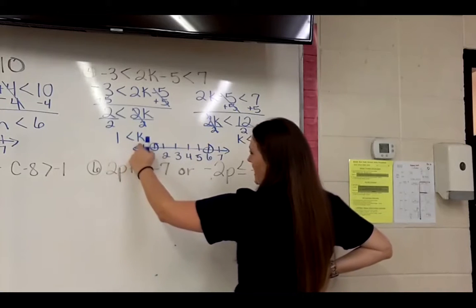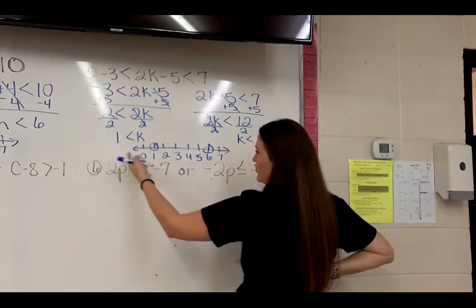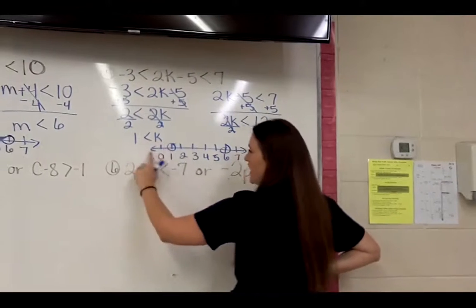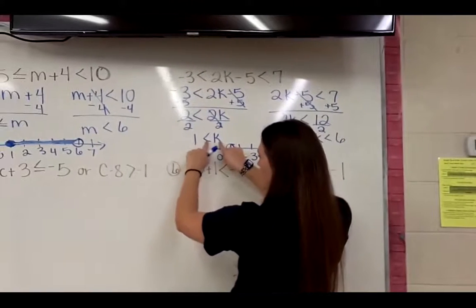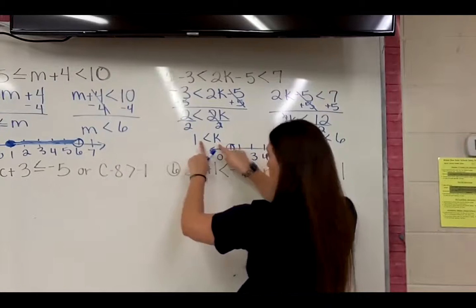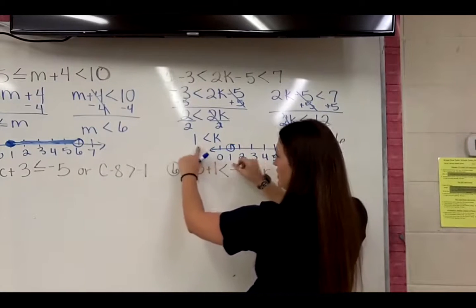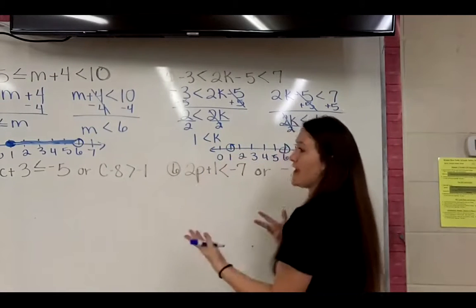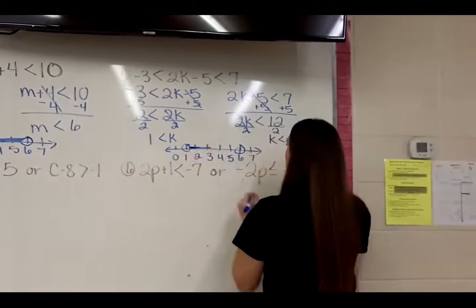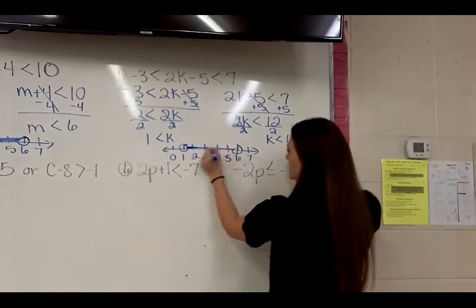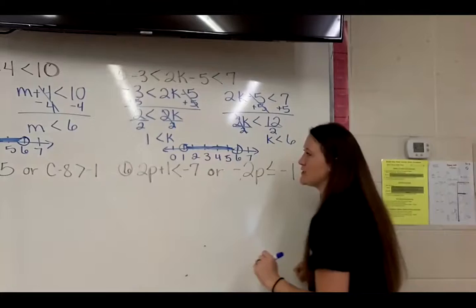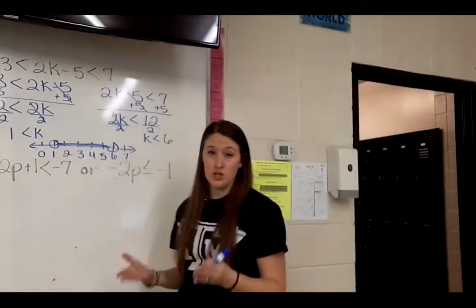1 is less than k, so k has to be bigger than 1. You could also plug 0 and 2 in for k, so if I plugged 0 in, is 1 less than 0? No, so it doesn't go that way. If I plug 2 in, 1 is less than 2. Yes, that's true, so it has to go this way. K is less than 6, so it is smaller than 6, so our line is between them, which we already knew that it should be.